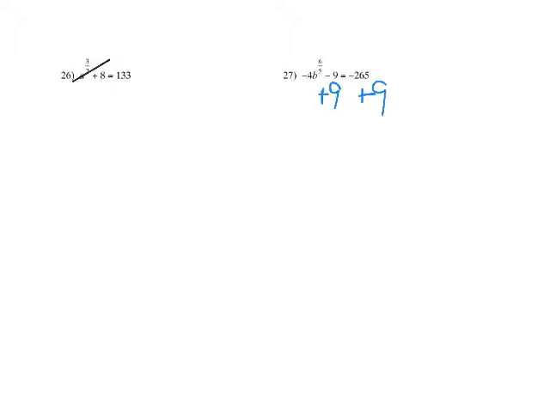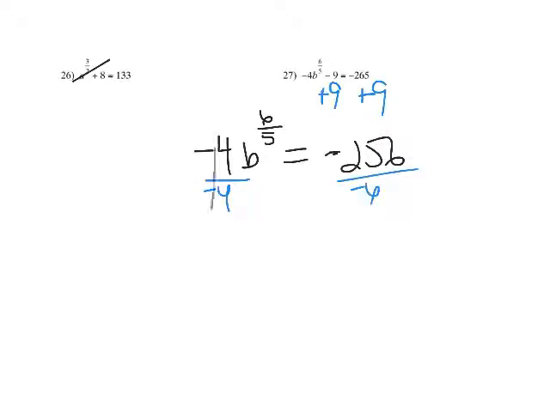So I now have, and I'm going to write it a little bit bigger and a little bit over here so I have more space, negative 4 times b to the 6/5 power equals, and negative 265 plus 9 is negative 256. Divide both sides by negative 4. That cancels out, and you have b raised to the 6/5 power equals negative 256 divided by negative 4, which is a positive 64.